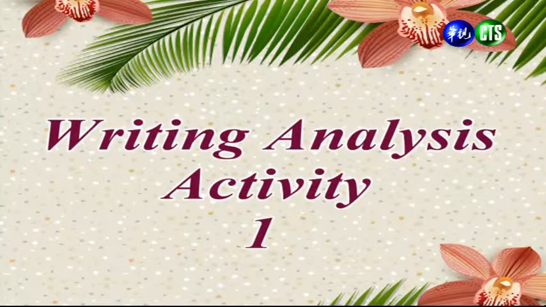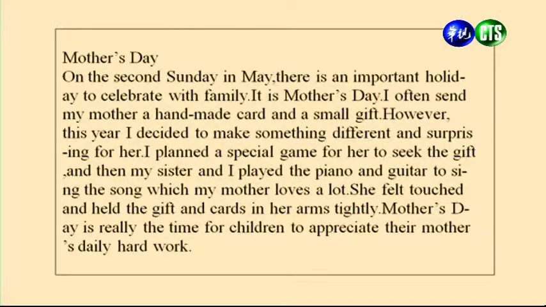What we're going to do now is we're going to go look at the writing analysis activity number 1 that you find on page 183 of your textbook. And we're going to find the formatting mistakes in this activity. Right? If we look over here, we can see that the first problem is that there's no name and date.